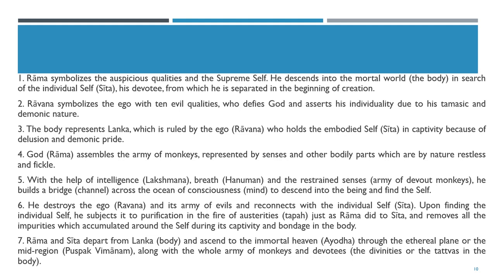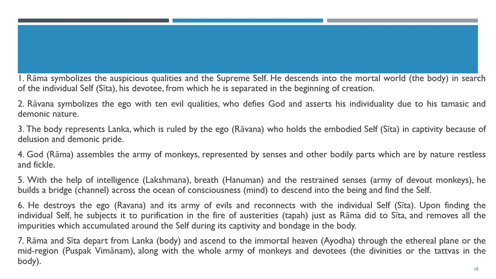So with the help of intelligence, Lakshmana, and breath, Hanuman, and the army of devout monkeys, the restrained senses, he builds a bridge across the ocean of consciousness, the mind, to descend into the being and find the self. He destroys the ego Ravana and its army of evils, and reconnects with the individual self, Sita. Upon finding the individual self, he subjects it to purification in the fire of austerities, tapas, just as Rama did to Sita, and removes all the impurities which accumulated around the self during its captivity, its bondage in the body. So Rama and Sita depart from Lanka, the body, and ascend to the immortal heaven, Ayodhya.